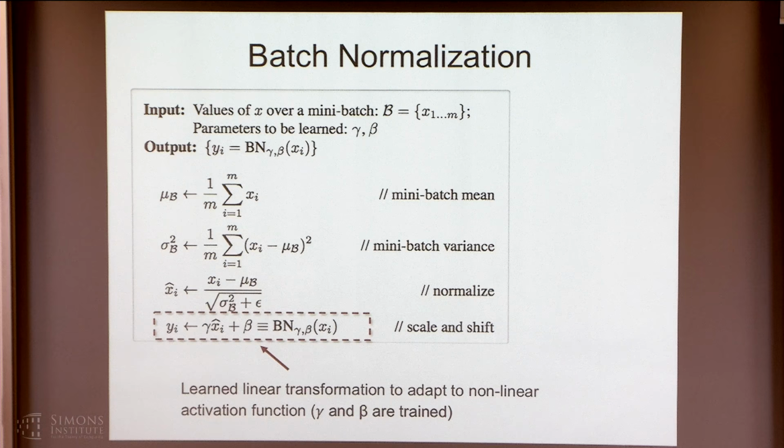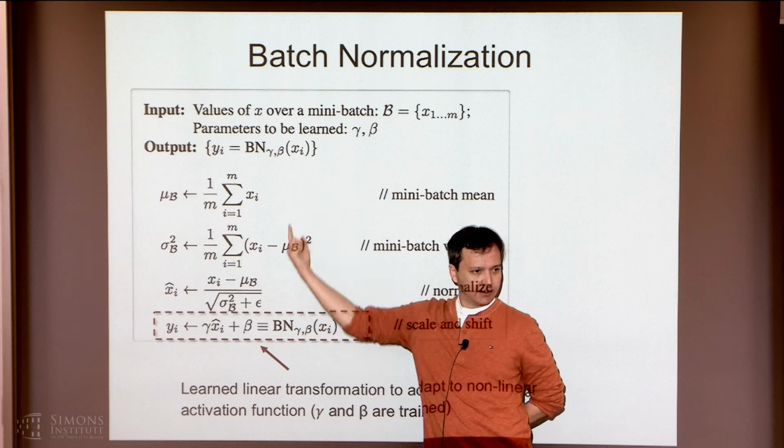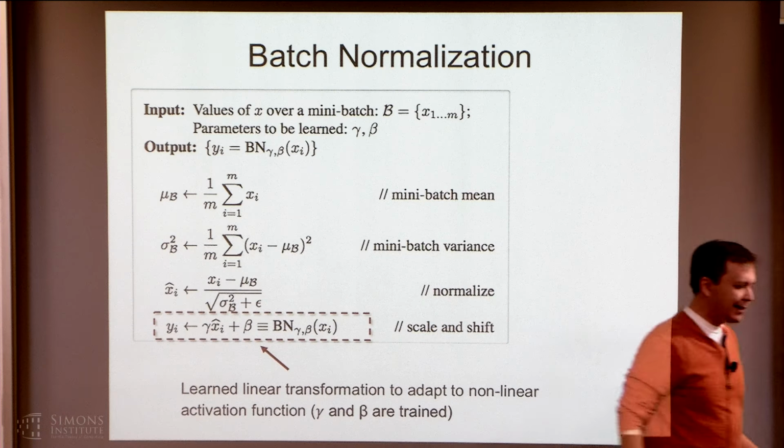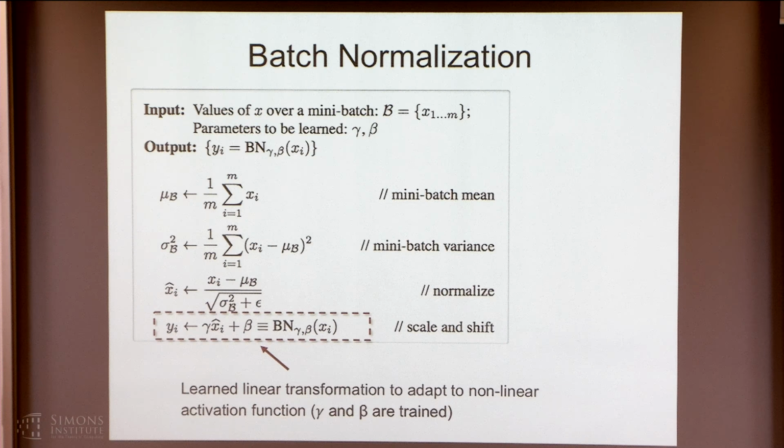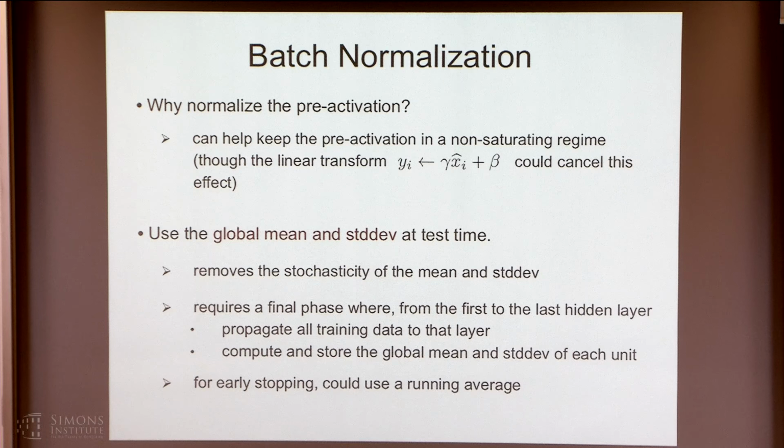Interestingly, when you do backpropagation, you backpropagate through this operation as well. It's almost like an additional layer that normalizes, and then gives the output. And at test time, you just use the global mean and standard deviation, so you have a single set of numbers for the test case, just like in dropout.